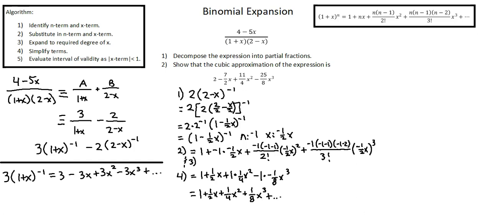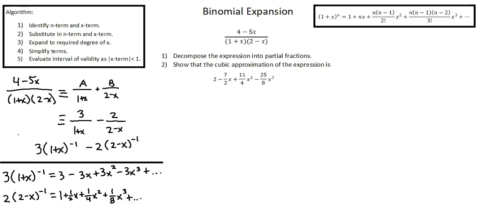Now we want to combine our expansions. So let's summarize the expansion of this second binomial. And now we can combine our terms with subtraction. And we'll perform the subtraction and complete the analysis of example 4 in our next video.